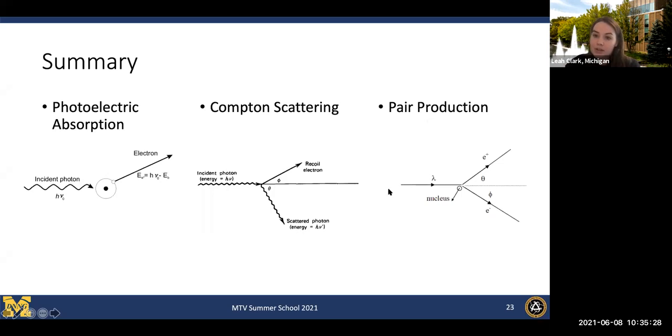And then we have pair production, where the incident photon interacts near the vicinity of the nucleus, and it has to have a minimum energy of 1.022 MeV in order to distribute its excess energy to an electron and positron pair that can go and interact with other things, or the positron can annihilate and produce annihilation photons.